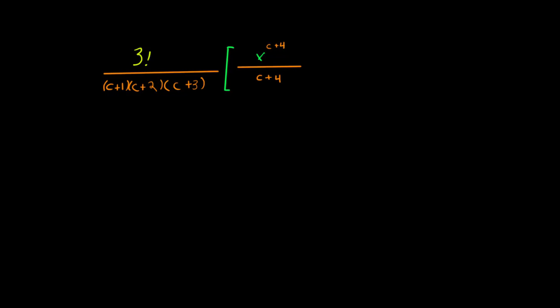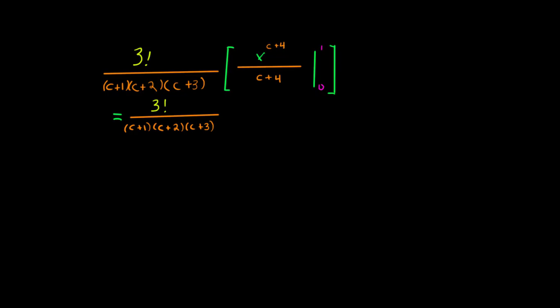So we're getting somewhere, right? We've got 3 factorial in the numerator there over c plus 1 times c plus 2 times c plus 3. And this is being multiplied by the expression x to the c plus 4 over c plus 4, evaluated at the boundaries, evaluated at x equals 1 and x equals 0. I'll just close the brackets here, make that very clear. So this is going to equal 3 factorial over c plus 1 times c plus 2 times c plus 3.